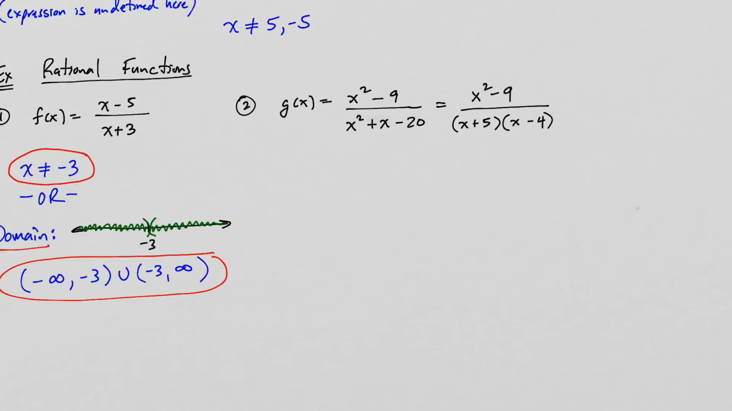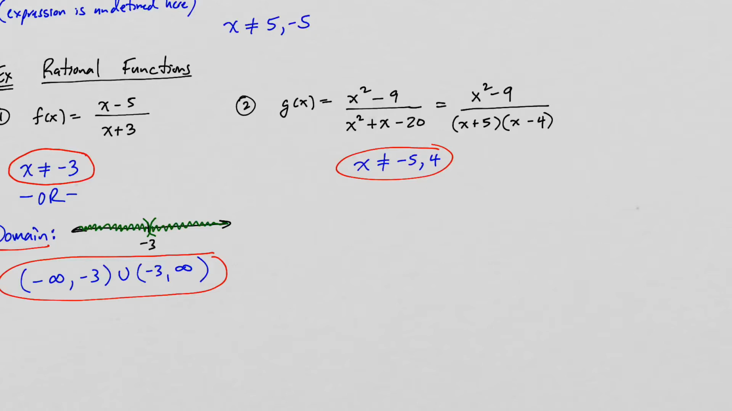And from there we can say the restricted values are x cannot be negative 5 and also x cannot be positive 4. I hope that's clear to you. Again, negative 5 is restricted because negative 5 makes this factor 0. Positive 4 is restricted because positive 4 makes this factor 0. So there are two restricted values.